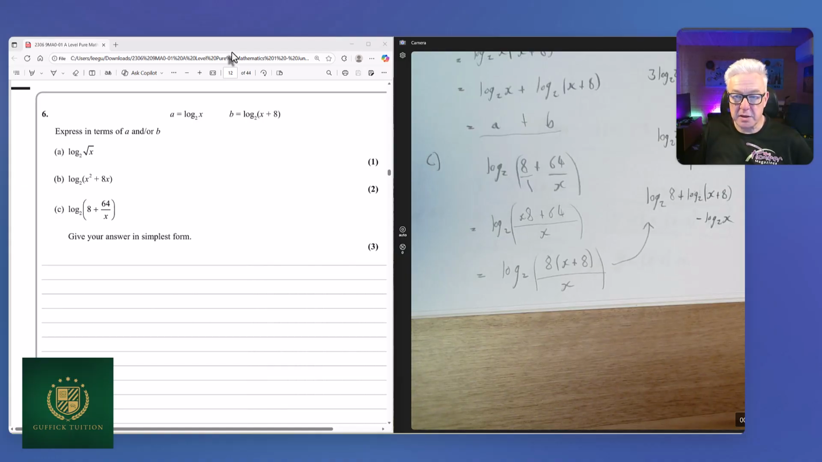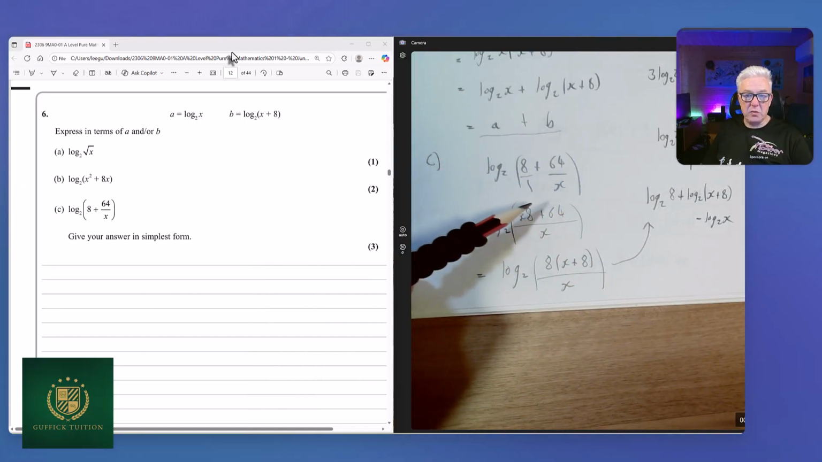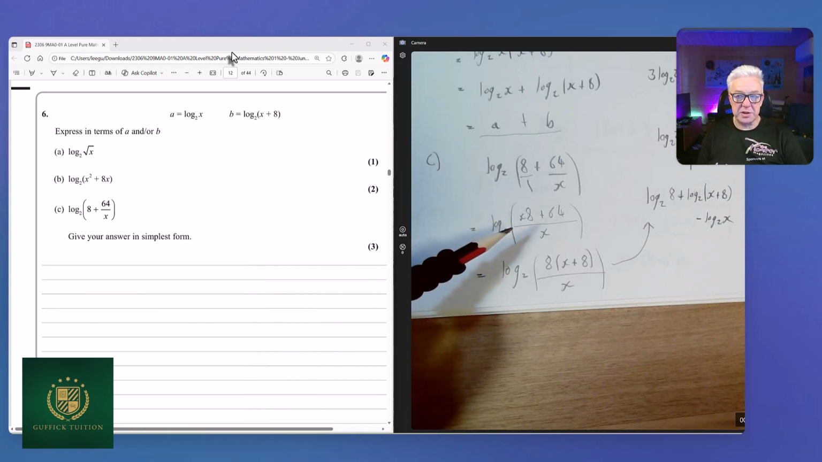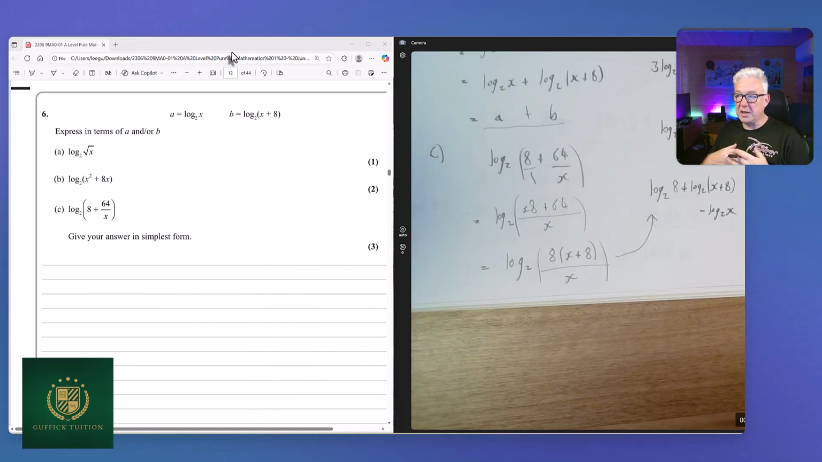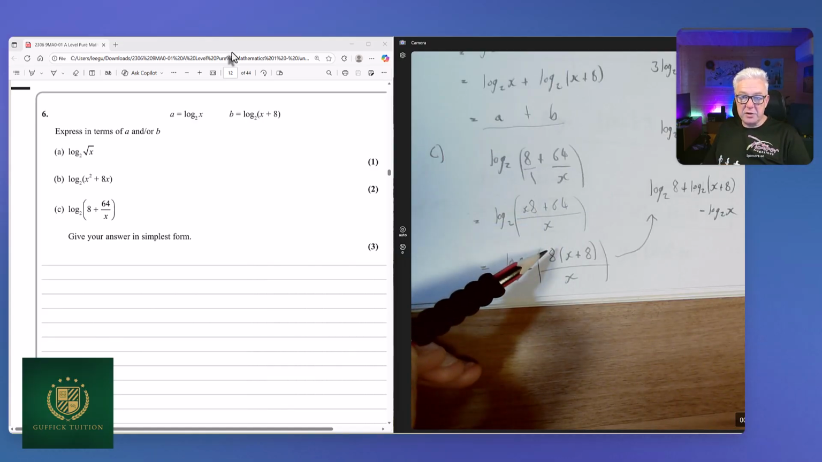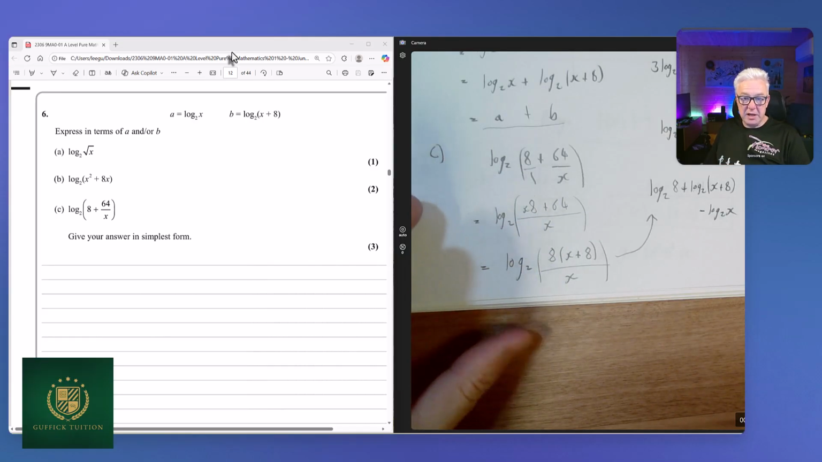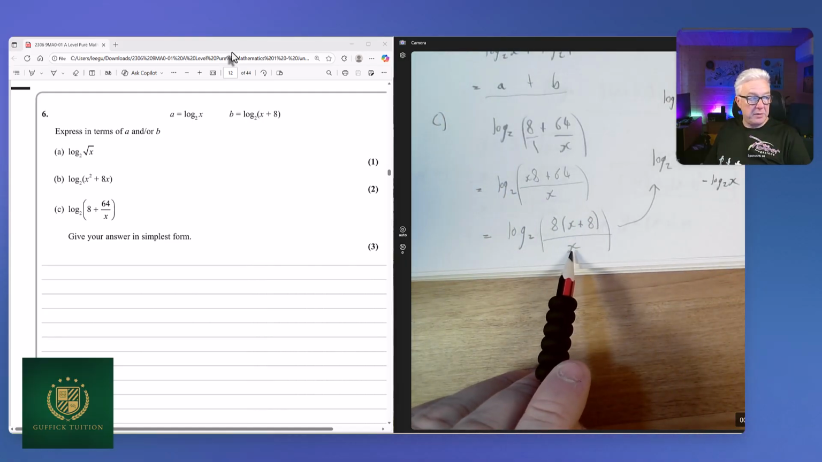And that's enabled me to combine it into a single fraction, which is going to be more consistent with being able to use the laws of logs, because we want everything to either be times together or divided to use the laws of logs. So I then, further to that, took out a factor of 8 in the numerator, giving me 8 open bracket x add 8, and it was all divided by x.